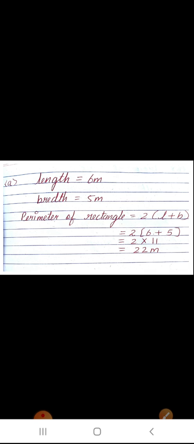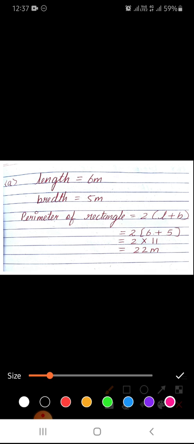Now see, as you can see I have done here, length is 6 meter, breadth is 5 meter. In word problems it is very important to write the formulas. First of all you have to write the formula, then only you have to solve the question. So we know the perimeter of a rectangle is 2 multiplied by length plus breadth. So we'll write this, and in place of length we'll write 6 and in place of breadth we'll write 5. Then it is 2 (6 plus 5).